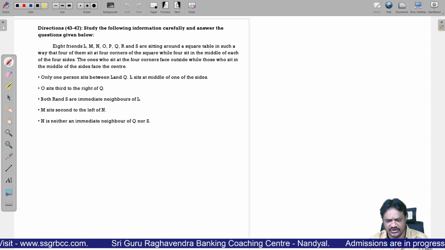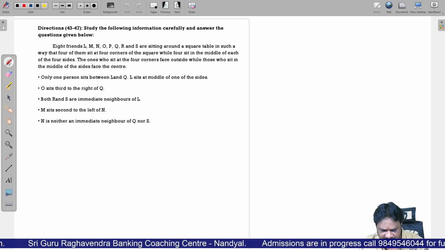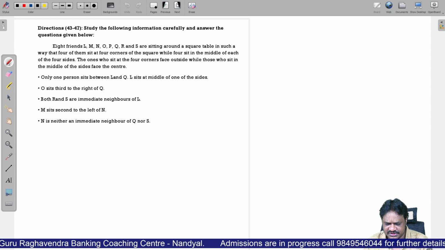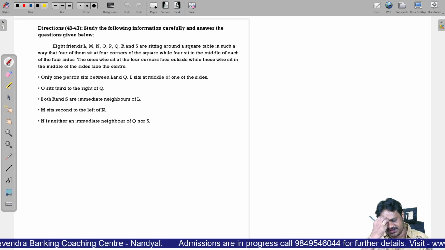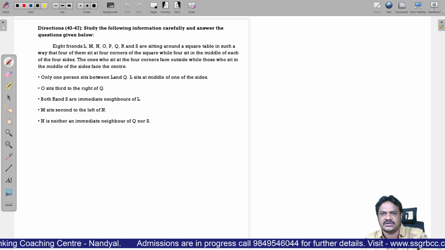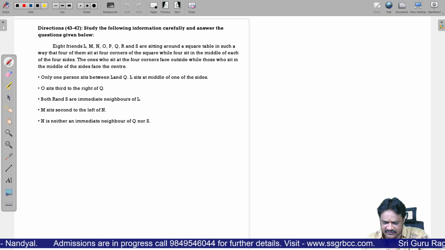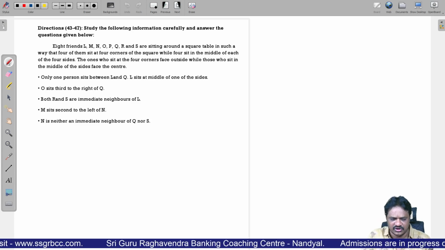Study the following information carefully, then answer the questions. 8 friends, L, M, N, O, P, Q, R, S, are sitting around a square table in such a way that 4 of them sit at the 4 corners, while 4 sit in the middle. The ones sitting in the corners are facing outside, while those sitting in the middle are facing the center. One person is there in between L and Q. L is in the middle. O is sitting third to the right of Q. Both R and S are the immediate neighbors of L. M is sitting second to the left of N. N is neither the neighbor of Q nor of S.